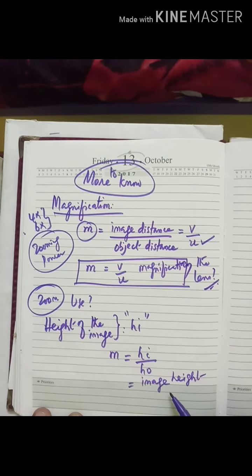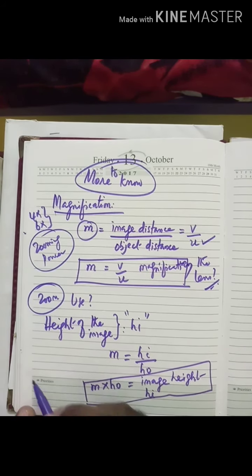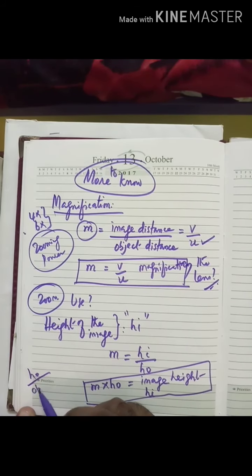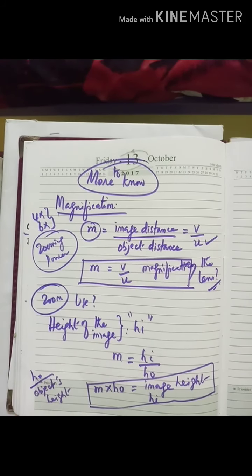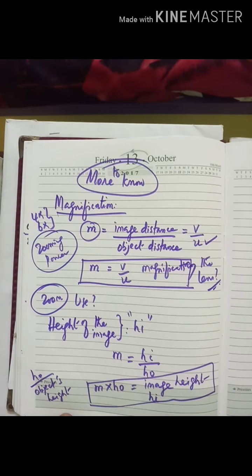It can be calculated by multiplication of magnification with the object's height, where h0 is the object's height. So these are the basic concepts that we learned in the previous class. Hope you understand.